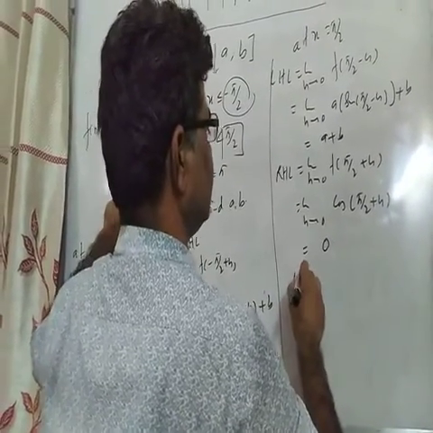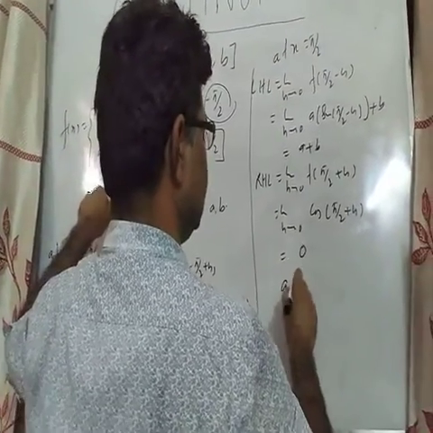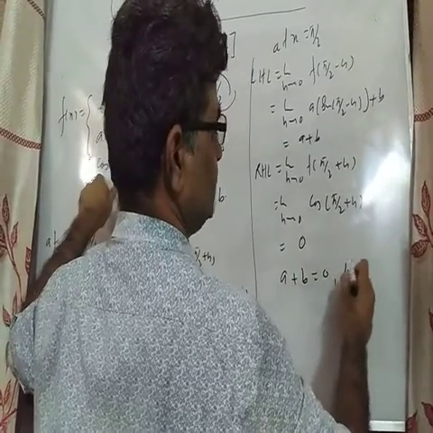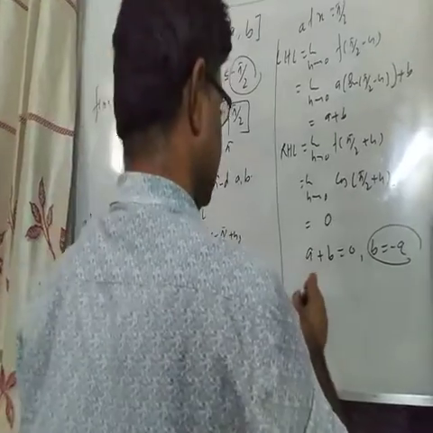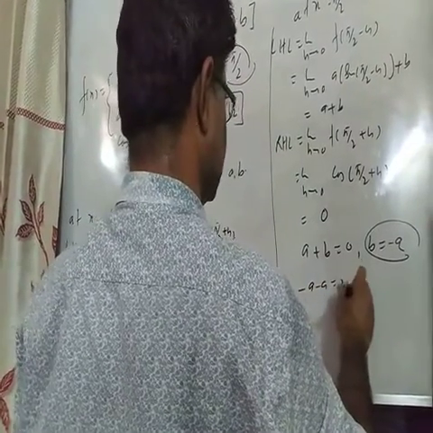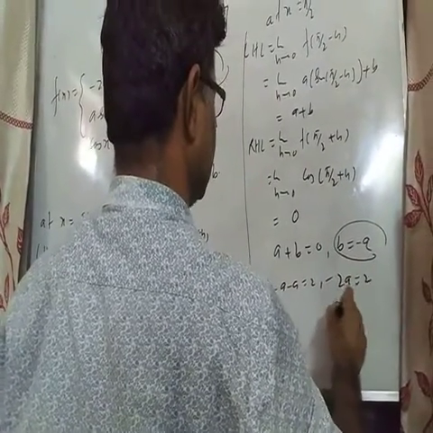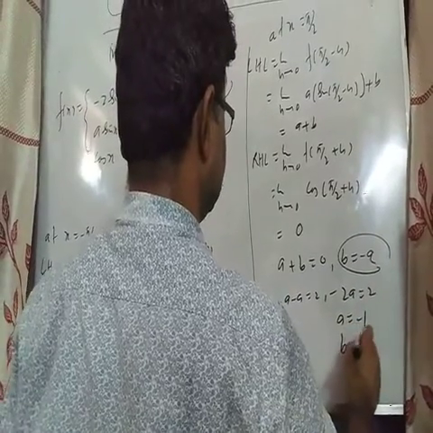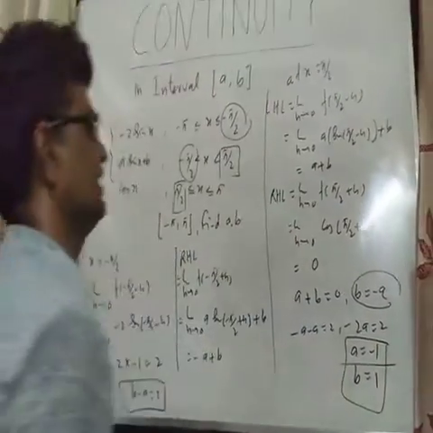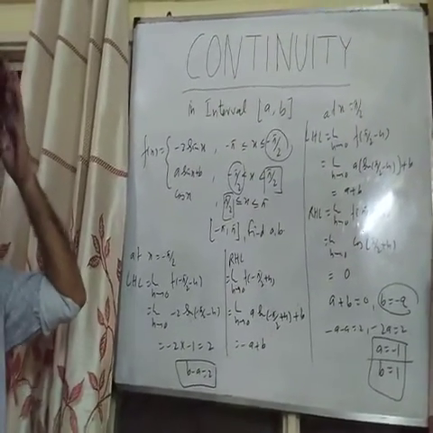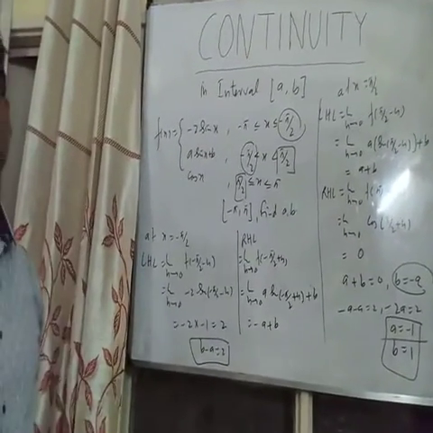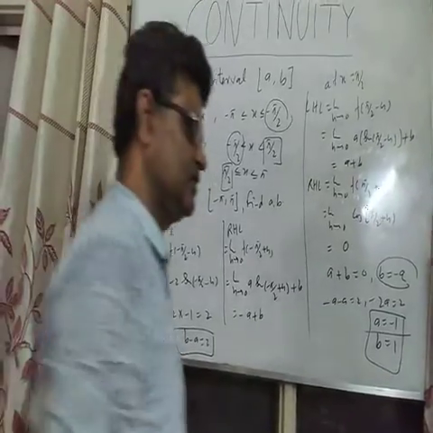So here we can see that a plus b will be equal to 0. So b should be equal to minus a. Now put the value of b here. So you get minus a is equal to 2. Minus 2a is equal to 2. a is equal to minus 1 and b is equal to 1. So you can see how we are using the continuity concept to find out the value of a and b when it is given that the function is continuous in a closed interval.